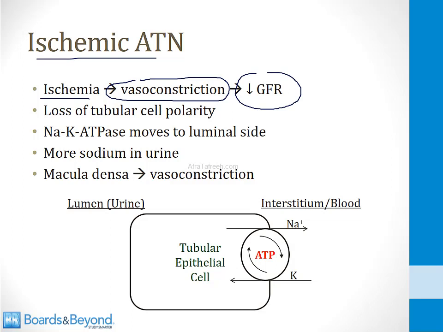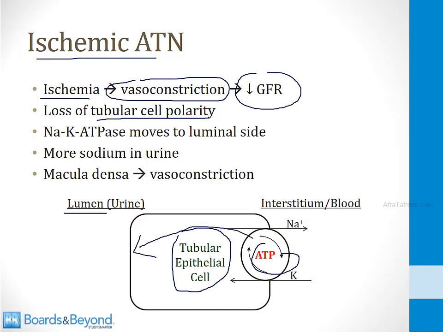The reason that vasoconstriction occurs is because there is loss of tubular cell polarity. Let's talk about what that means now. At the bottom of the screen is my own drawing of a tubular epithelial cell, and I talk about how these cells work in great detail in the video on nephron physiology. But many of these cells have a sodium-potassium ATPase on one side of the cell, and this is what drives the reabsorption of solutes. In the setting of ischemia, this sodium-potassium ATPase moves to the other side. It moves to the luminal side where it begins to pump sodium into the urine. This is the opposite of what it is supposed to do under normal circumstances.